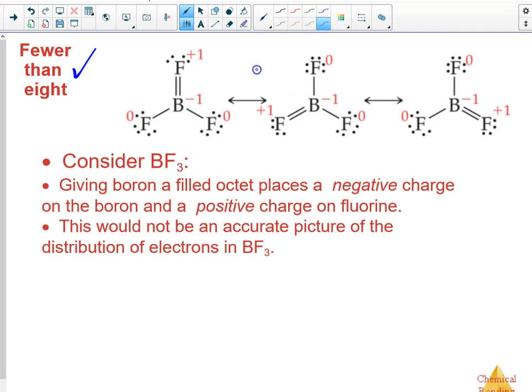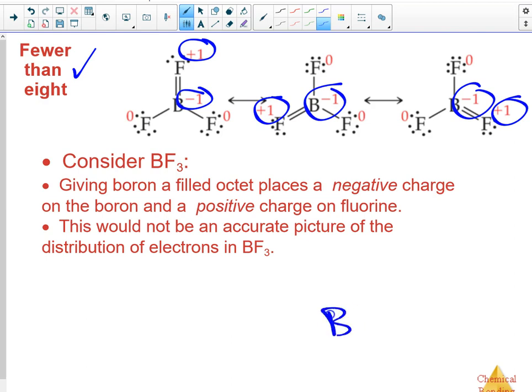So where did we get these numbers right here? It's their formal charges. All right? Boron cannot force fluorine to be positive. Can fluorine mess with boron? You bet it can. So what happens is fluorine just does what it feels like, and it leaves boron with an unfilled octet.